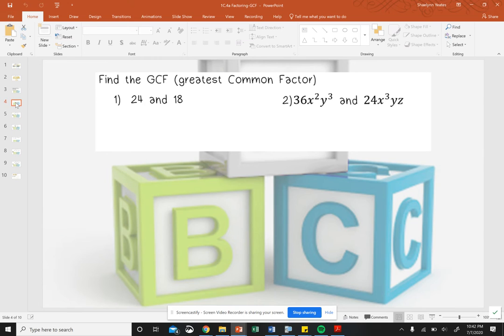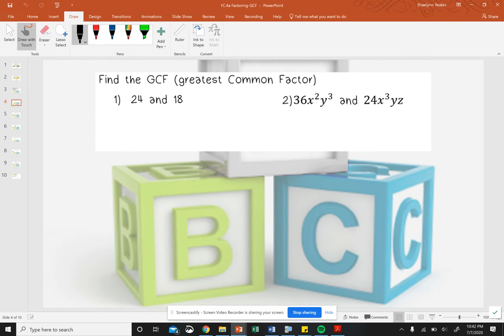So what this means is, what's the biggest number that multiplies to 24 and 18? So what I'm going to do is 24 is really just 1 and 24, 2 and 12, 3 and 8, 4 and 6. 5 doesn't go into it, and we're back to 6, 4, 5, 6. Okay, so these are all the factors of 24. We're going to do the same thing for 18. So 18 is 1 and 18, 2 and 9, 3 and 6. 4 doesn't go into it, 5 doesn't go into it, we've looped back around.